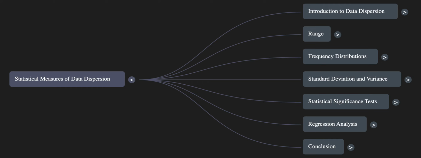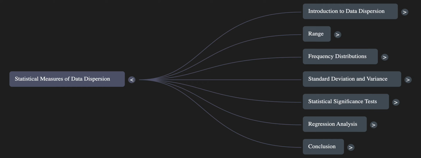Only 7. Yeah, a small range like that suggests the temperatures were pretty consistent that week, stable. So the range gives us a really quick, top-level view of the spread, but I'm guessing it doesn't paint the full picture. What are the downsides? You're absolutely right. It doesn't.